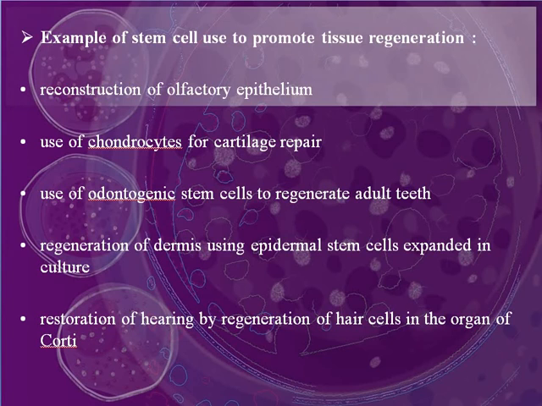So examples of the stem cells used to promote tissue regeneration are the reconstruction of the olfactory epithelium, use of the chondrocytes for the cartilage repair, use of the odontogenic stem cells to regenerate the adult teeth, regeneration of the dermis using the epidermal stem cells expanded in culture, restoration of the hearing by regeneration of the hearing cells in the organ of cochlea.